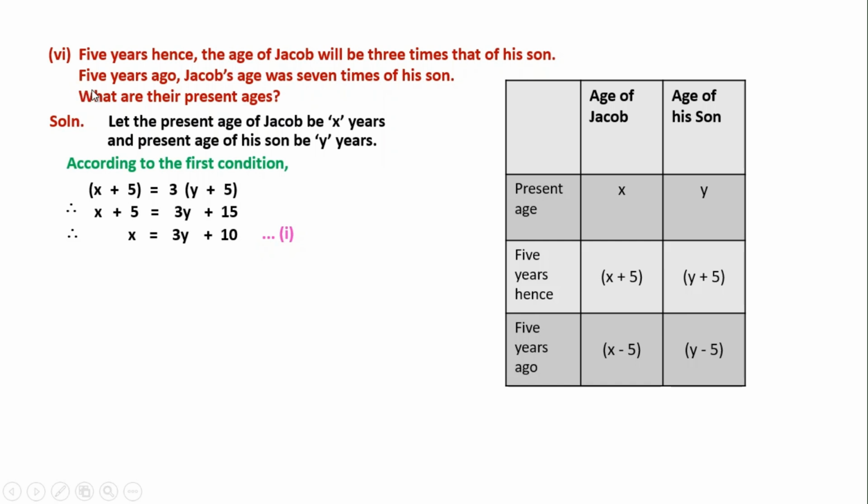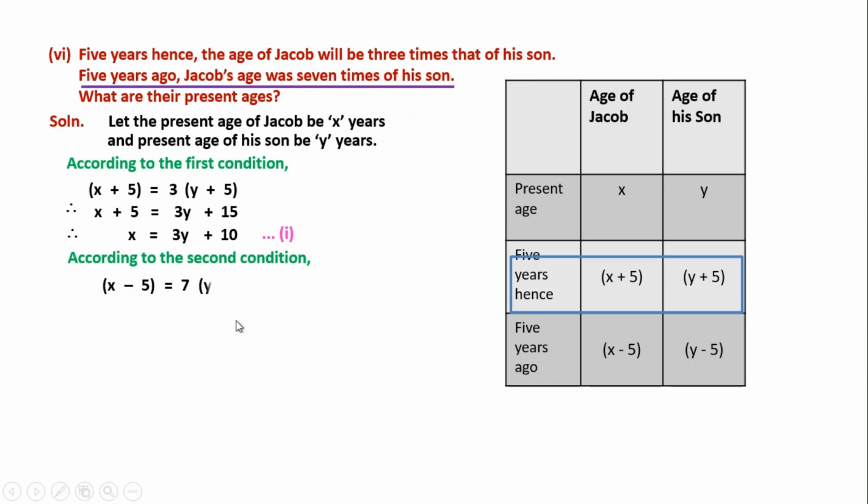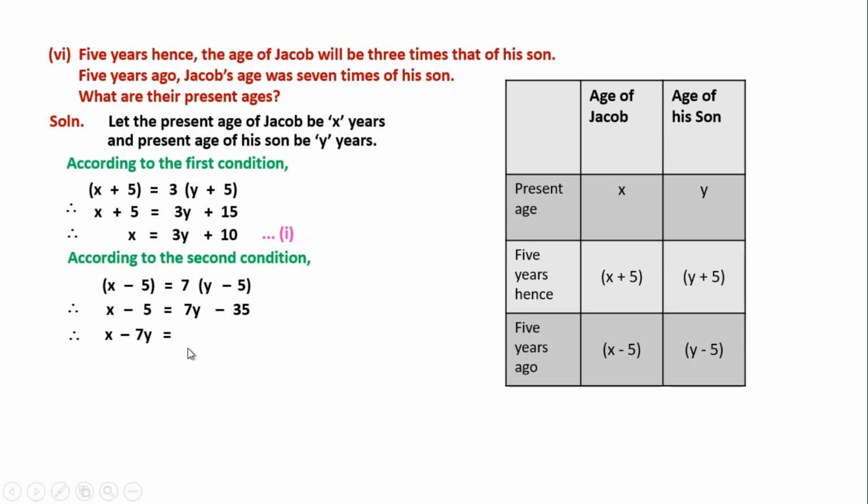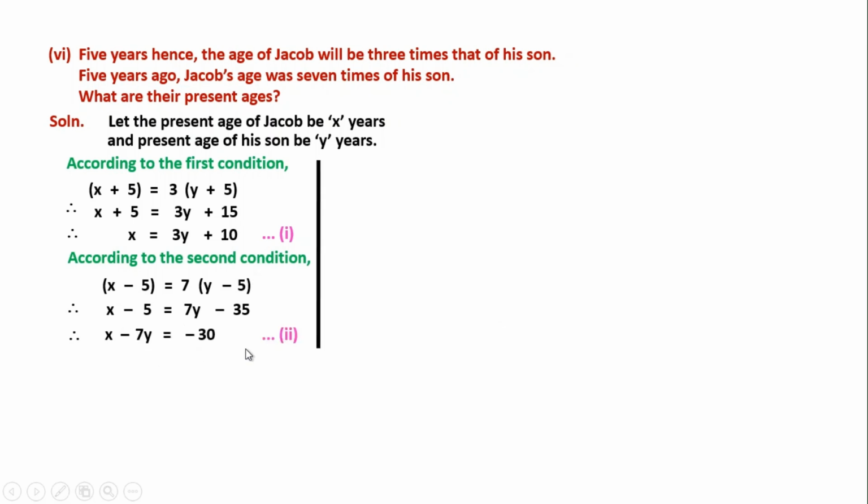Now look at statement number 2 here. Jacob's age was 7 times that of his son, that is 5 years ago. 5 years ago means x minus 5. So x minus 5 is equal to 7 times y minus 5. So x minus 5 is equal to 7y minus 35, and then x minus 7y is equal to minus 30. So this is equation number 2.